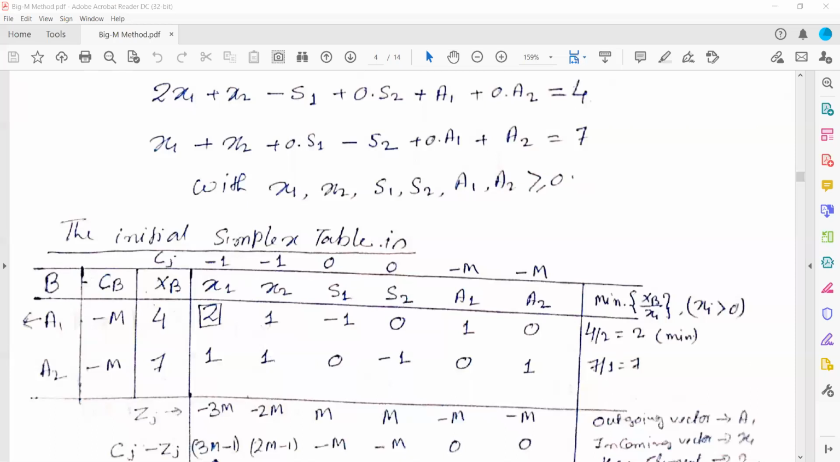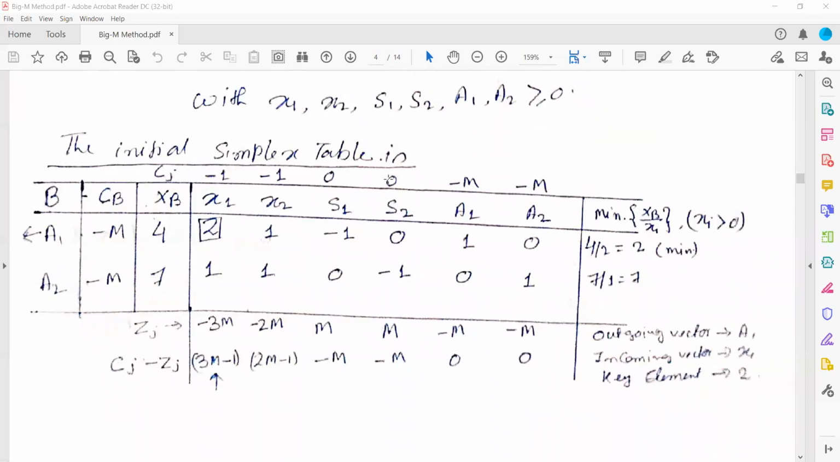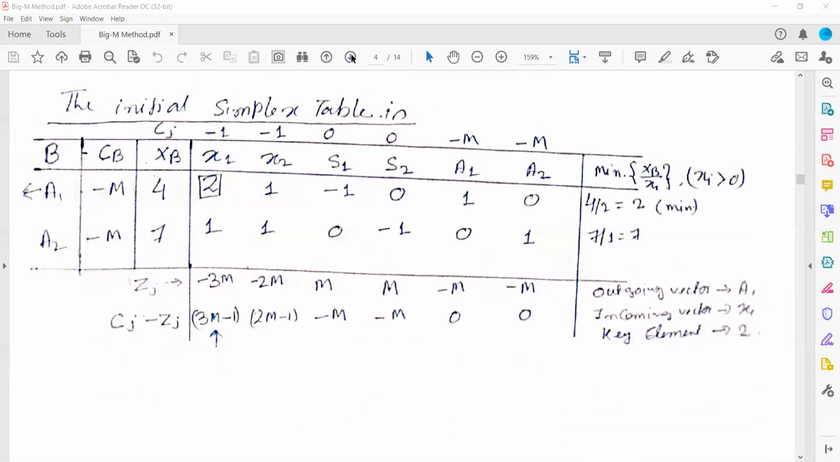Then you know how to find ZJ. ZJ is CB into Xi. So the first is minus M into 2 plus minus M into 1, so minus 2M minus M, minus 3M. Then minus M into 1, then minus M into 1, so it will be minus 2M. Then minus M into minus 1, that is M, and minus M into 0, that is M. Similarly, go on for each and every column.